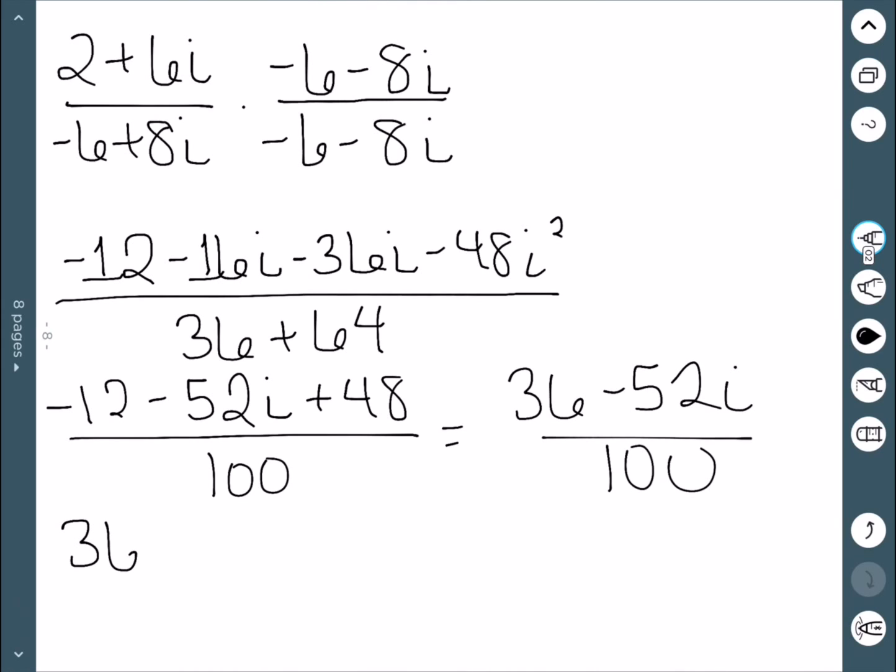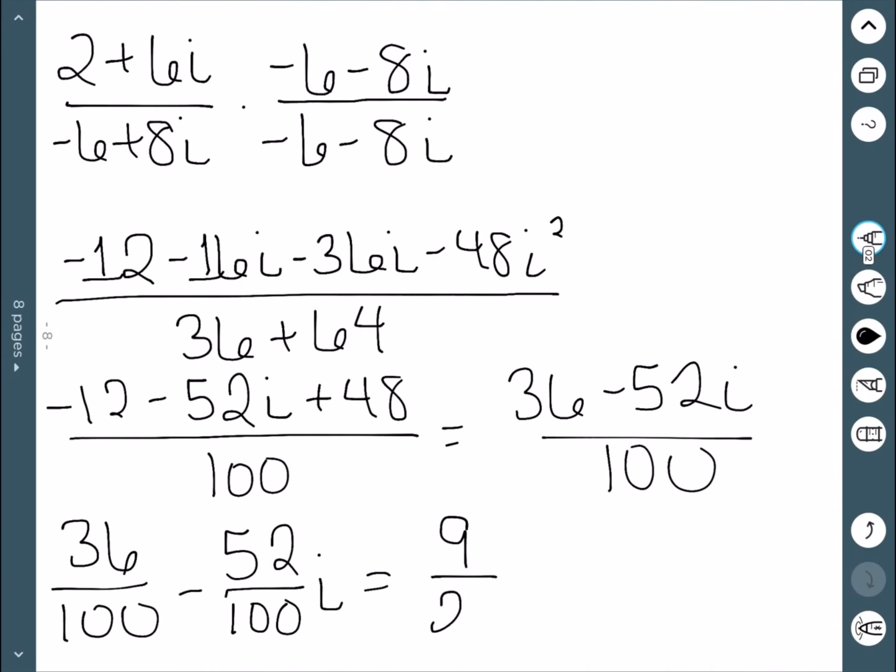After that, we could break it up to 36 over 100 minus 52 over 100i. And we can reduce those fractions. 36 and 100 have a 4 in common. That would give us 9 over 25. And 52 over 100, well, those also have a 4 in common to give us 13 over 25i.